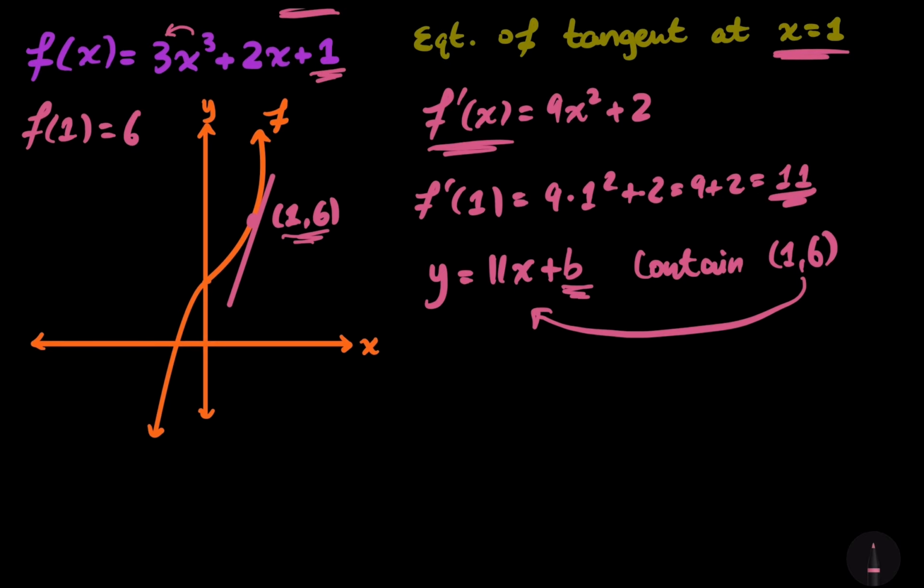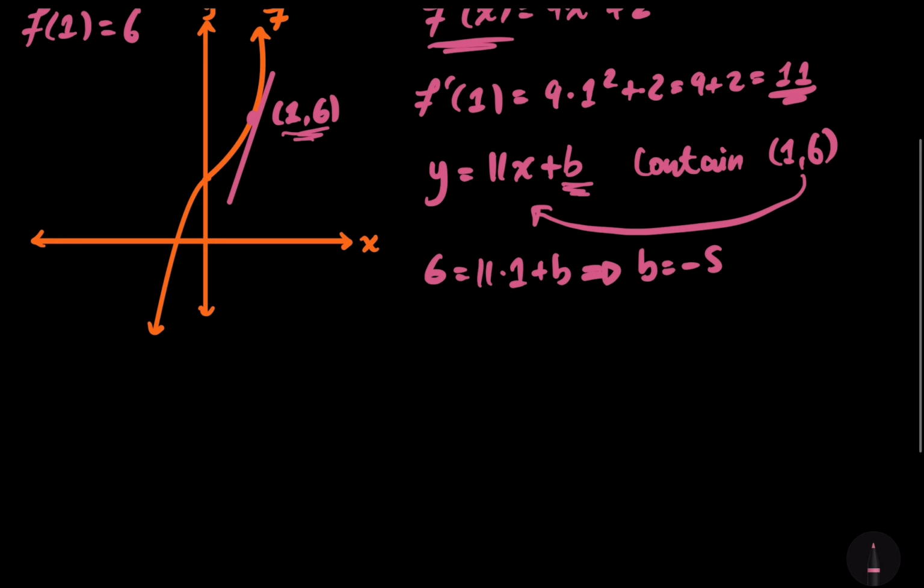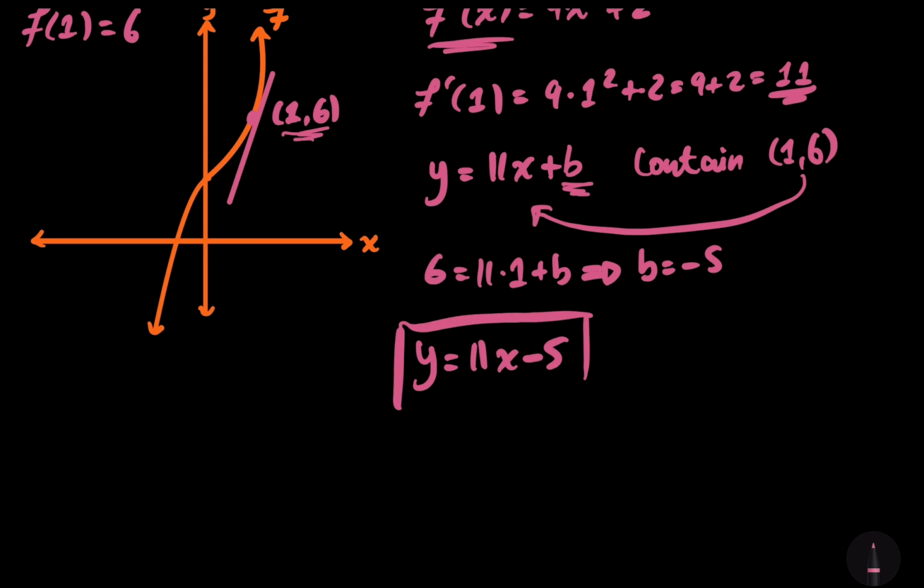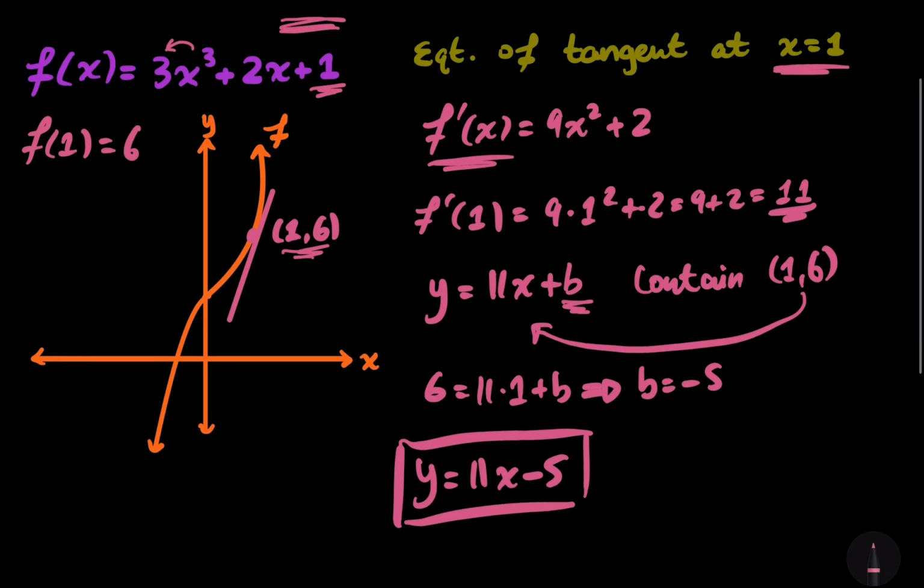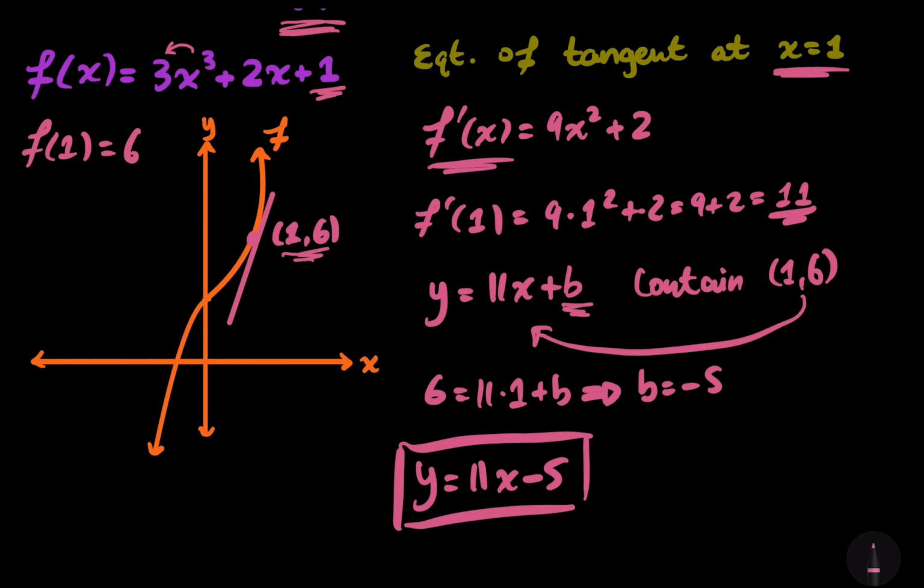Here we get 6 equals 11 times 1 plus b. To solve for b, we can subtract 11 from both sides, and we get b equals negative 5. That's our y-intercept right over there. So the equation of the tangent line is going to be y equals 11x minus 5. Of course, the tangent line is going to vary depending on which input value you're looking at. But for x equals 1, the equation of our tangent line is described right over here.